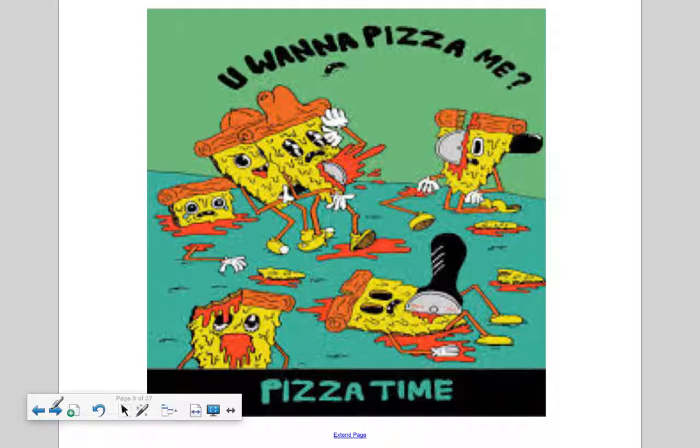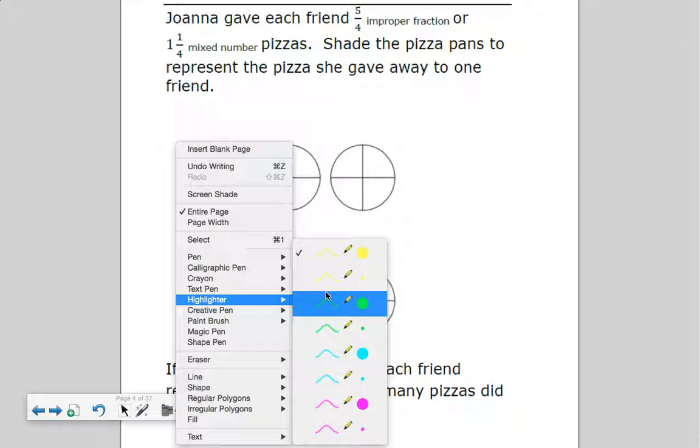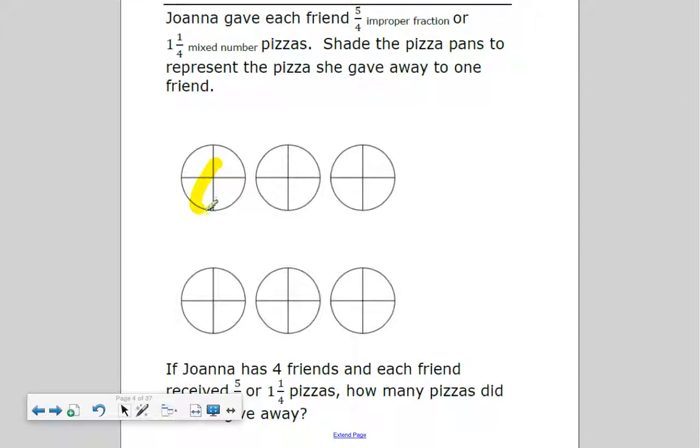So we're focusing on fractions. Joanna gave each friend 5/4 or 1 1/4 pizzas. Shade the pizza pan to represent the pizza she gave to one friend. So using my highlighter, I will shade in 1 and 1/4. So Joanna gave this amount away.